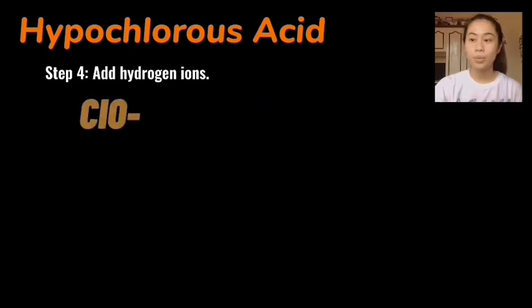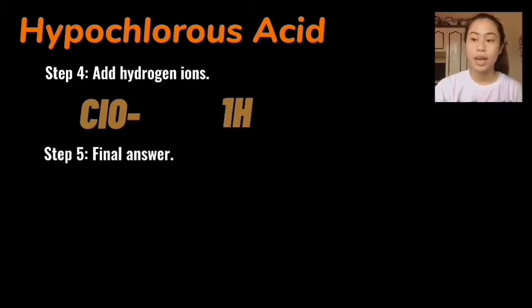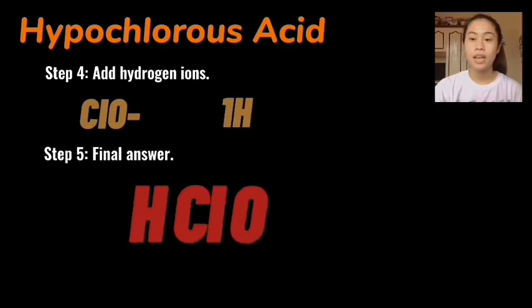Step 4. We need to add hydrogen ions to these polyatomic ions. In order to add hydrogen ions, we need to neutralize the negative 1 charge, so therefore we need to add 1 hydrogen ion. Step 5. We need to write the hydrogen atom first, and so it's going to be HClO.